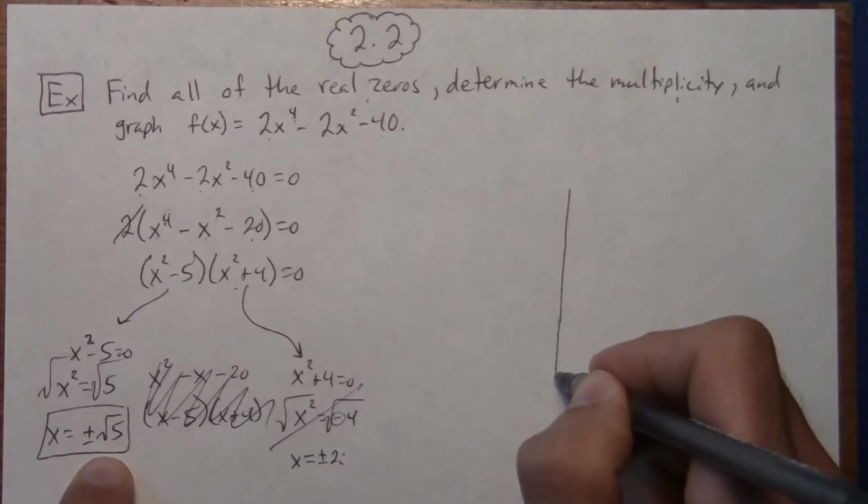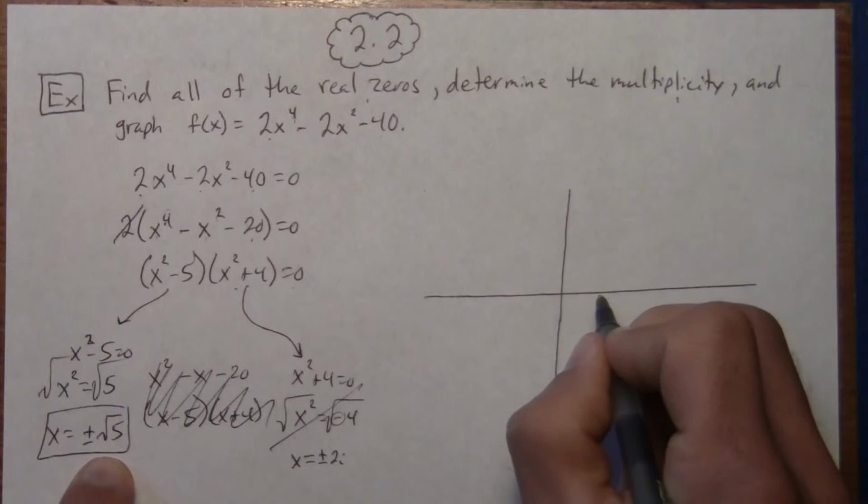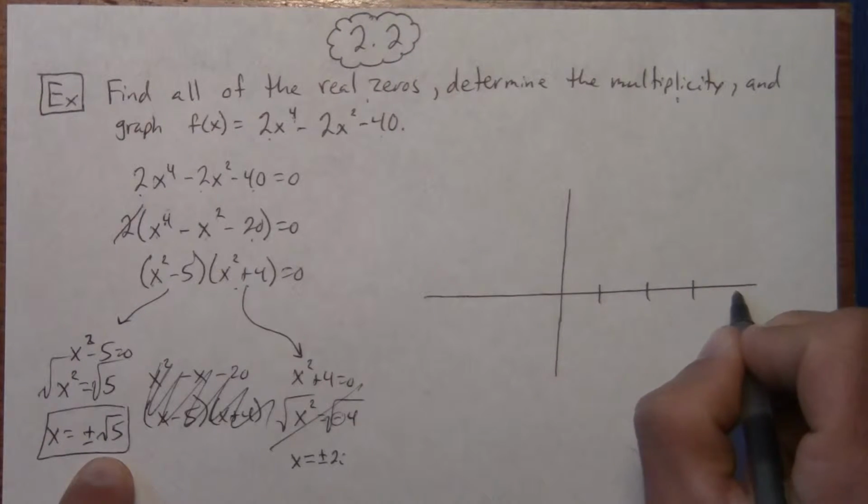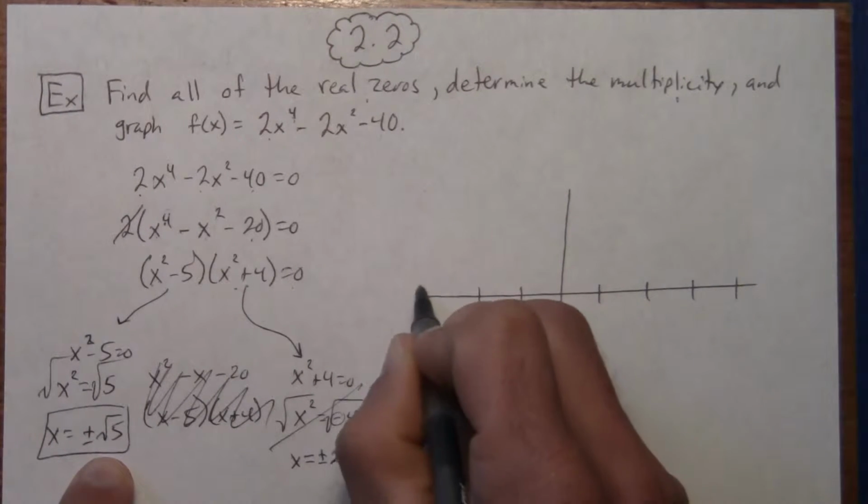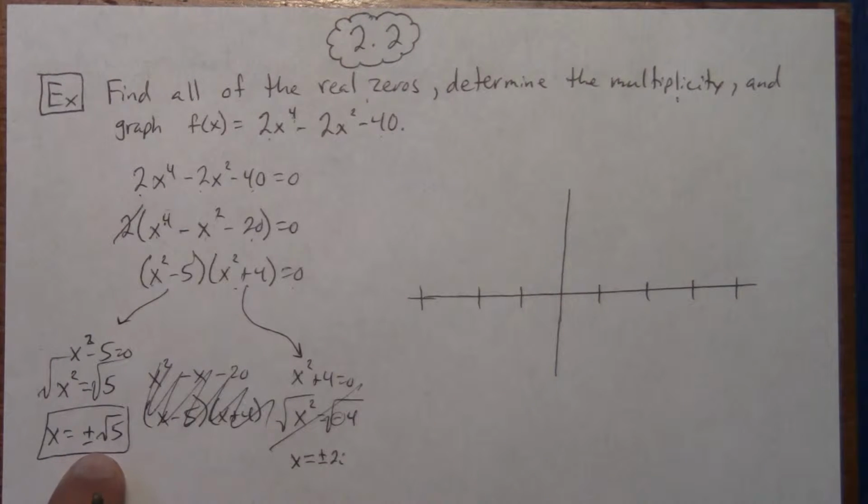Alright, so now in terms of sketching it, it can be a fairly rough sketch. All I really need to do is account for these 2 numbers. And the square root of 5, maybe I don't know exactly where that is, but I just need to approximate it.